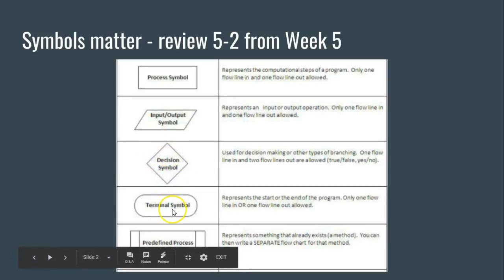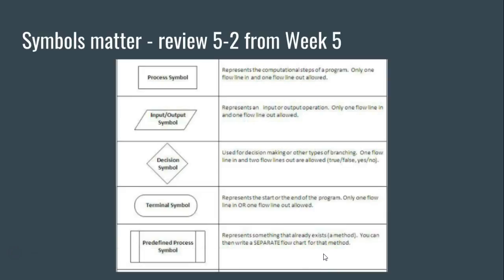The terminal symbols are the start and stop. So only one line goes in and one line goes out. And the last thing down here is the predefined process symbol. That's basically a method. So if you have a method, then you're going to put it in that. And 5-2 actually shows arrows because you need to show directionality in it.